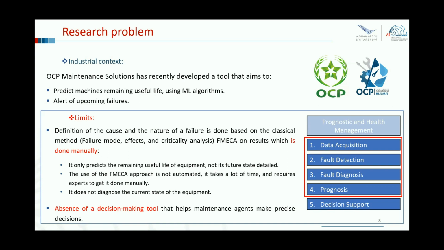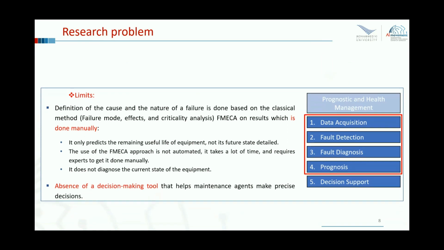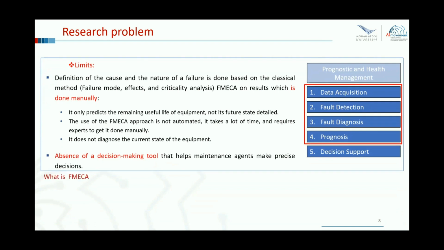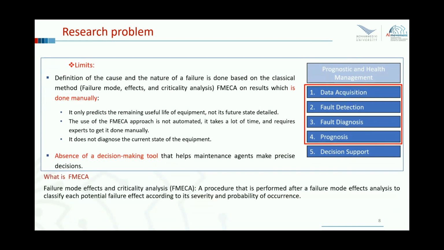Also, there is an absence of a decision-making tool that helps maintenance agents to make precise decisions. So for those who don't know, FMECA refers to failure mode effects and criticality analysis. It is a procedure that is performed after a failure mode effects analysis to classify each potential failure effect according to its severity and probability of occurrence.